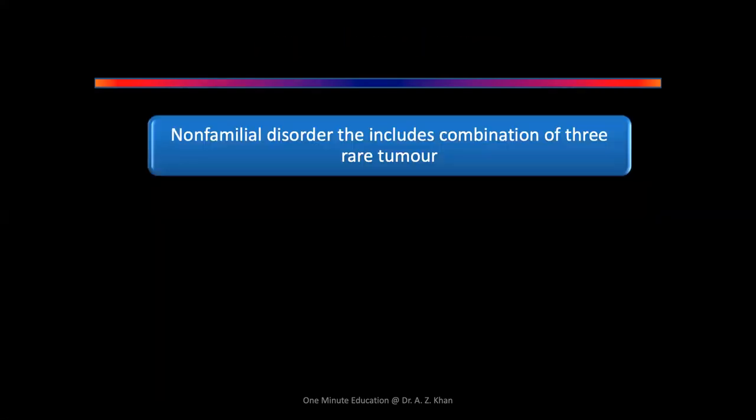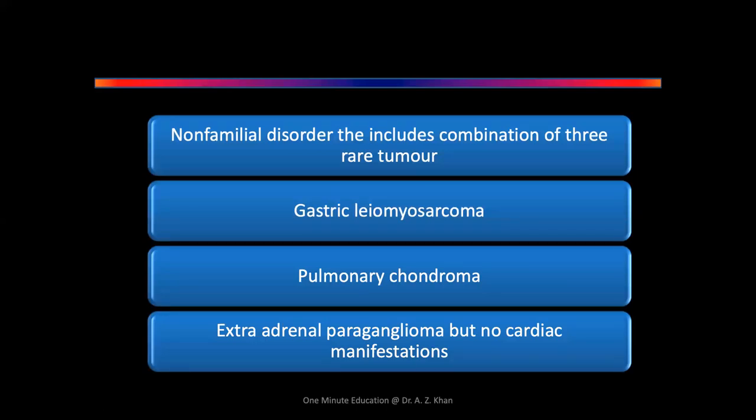Okay. Name this one. This is important. It's a combination of gastric leiomyosarcoma, pulmonary chondroma, and adrenal paraganglioma. We spoke about a disease, and now this is the syndrome. You will see a lesion in the lung, and you will be asked about this: a single isolated lesion in the lung, which is a pulmonary chondroma. This is called Carney's syndrome, okay? In Carney's disease, there are cardiac abnormalities. But in Carney syndrome, there are no cardiac abnormalities.